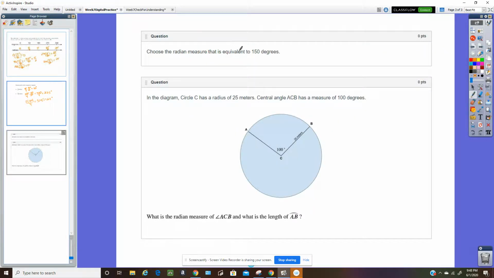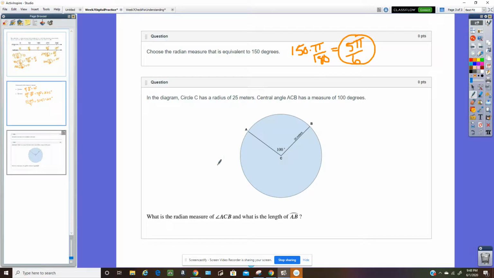All right, radian equivalent to 150, so 150 times pi over 180. And then both of these are divisible by 30. So 150 divided by 30 is 5. And 180 divided by 30 is 6. So 5 pi over 6.